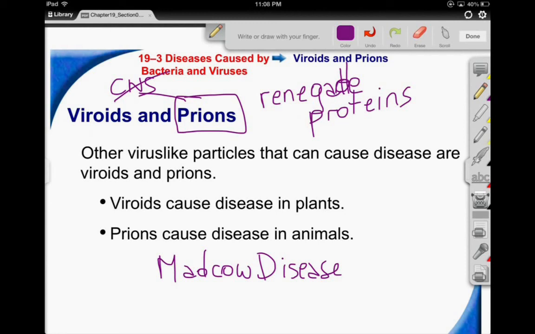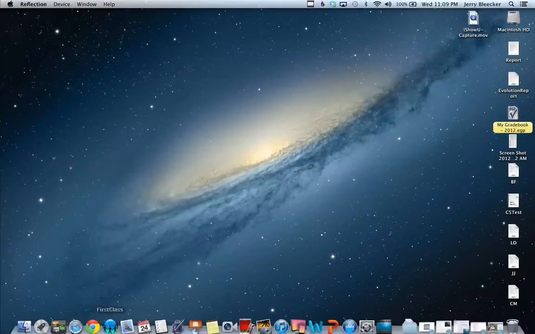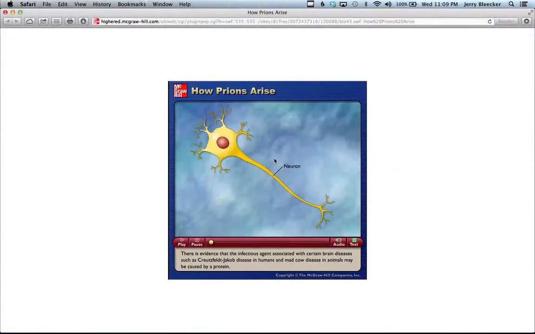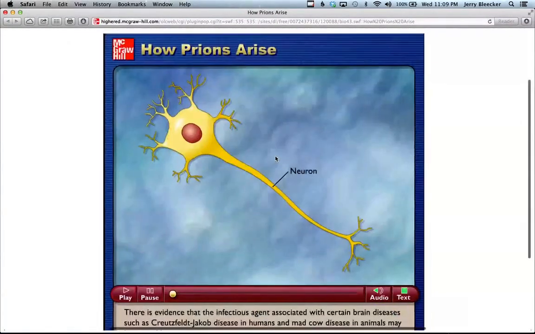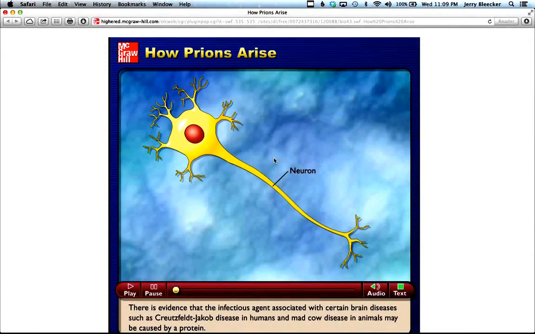And if they get into our bloodstream and make their way to the brain, then what we have are these horrible little proteins that will do a number on us as well. So, let me jump out for a second, turn off mirroring, and let's see this little video here on how prions arise. So what we've got is a neuron.